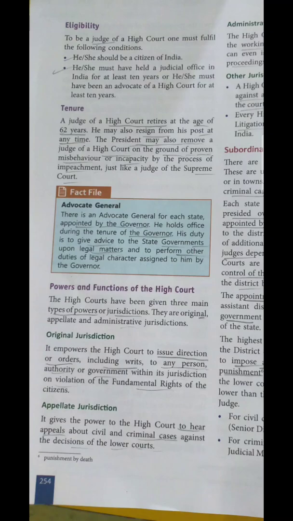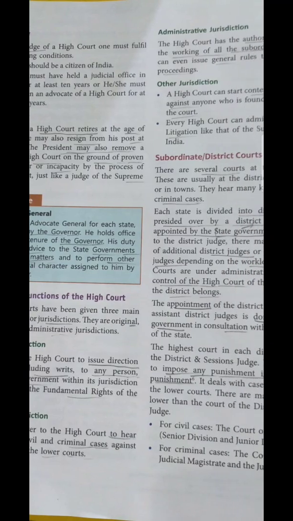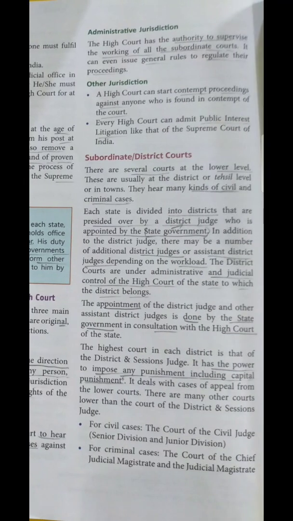Okay, and the second one is related with the appellate jurisdiction. Appellate jurisdiction definitely relates with the appeal, and it gives a power to the High Court to hear the appeal about civil and criminal cases against the decision, like the decision taken by the district court. If a person thinks that the district court or the local court does not give a proper or fair decision, he has a complete right to go to the High Court.